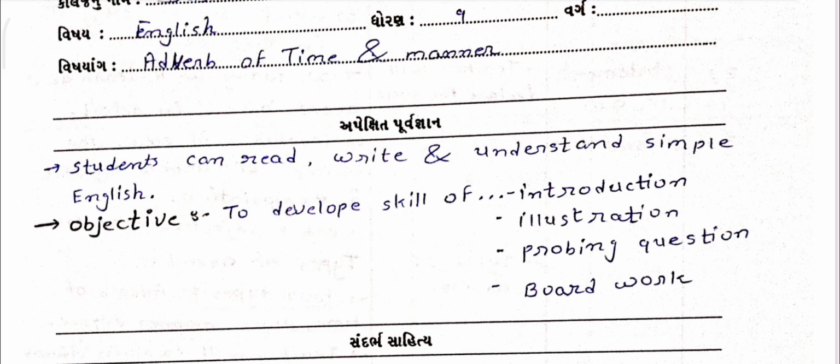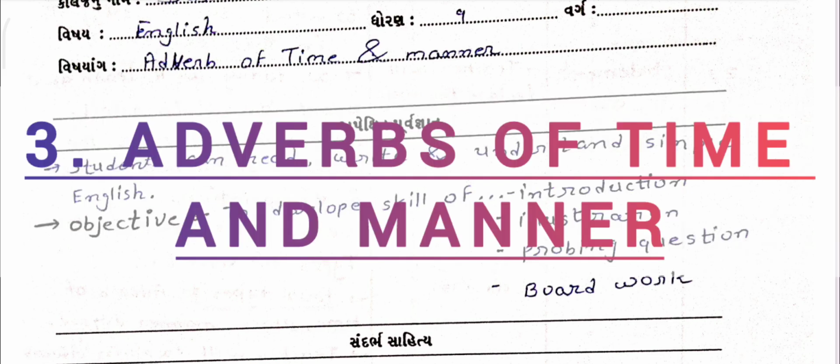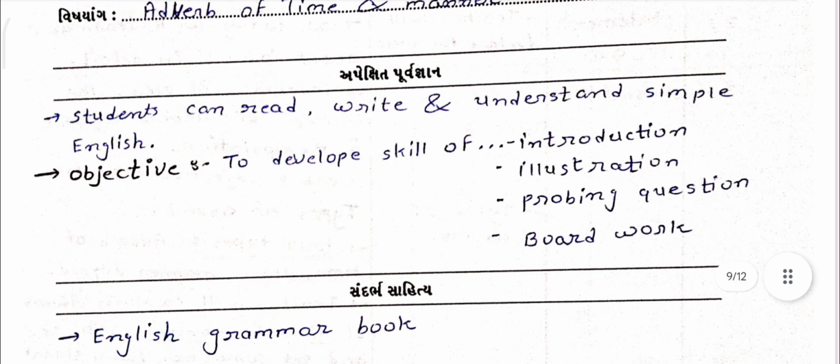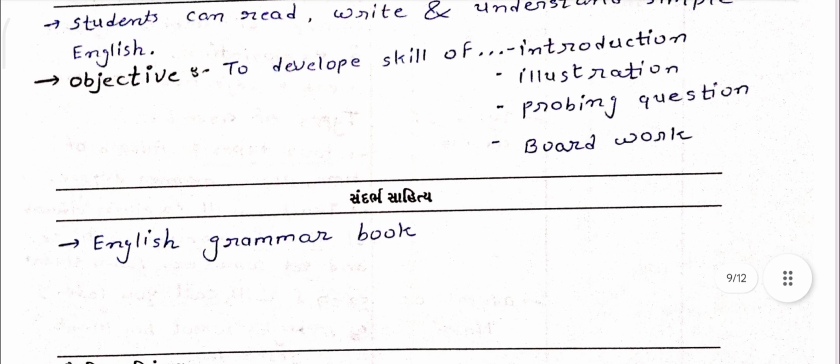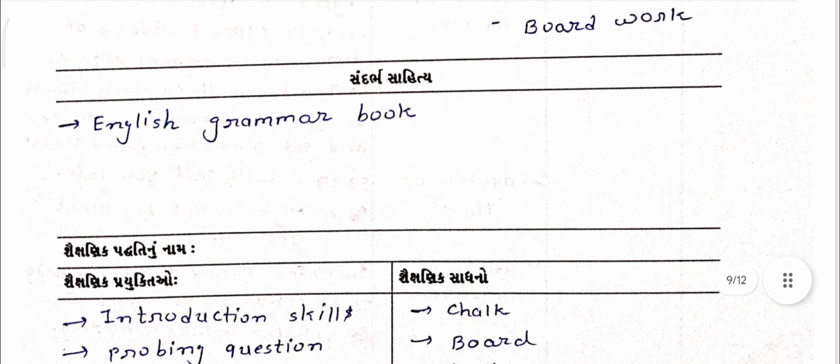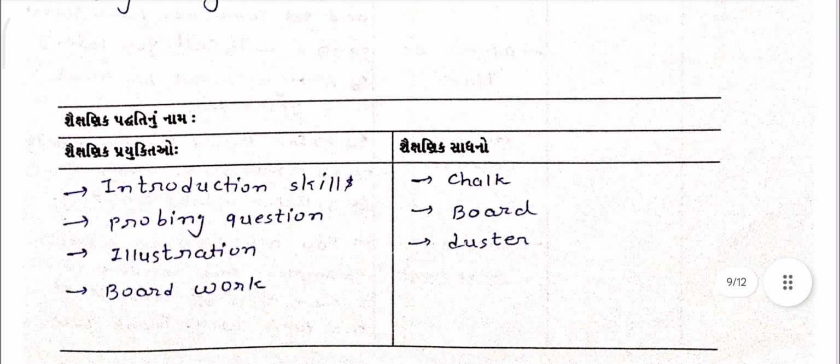And our third and last topic is adverb of time and manner. In pre-knowledge of students, I have written one point: students can read, write and understand simple English. Objectives are to develop the skills of introduction, illustration, probing question and board work. Reference material is the English grammar book. We have to mention all the skills here: introduction, probing question, illustration and board work. As teaching material, I have used chalk, board and duster.